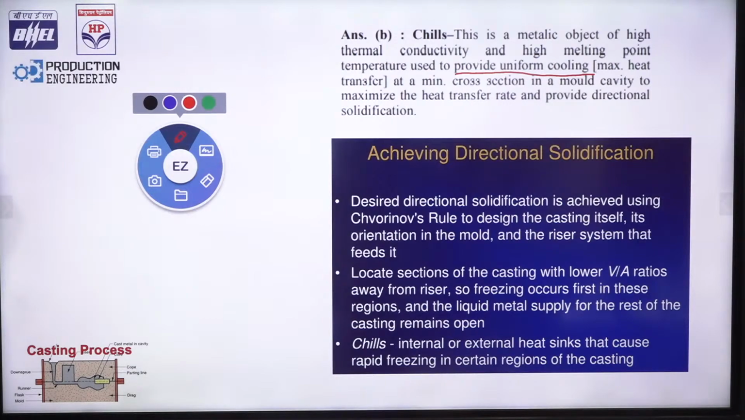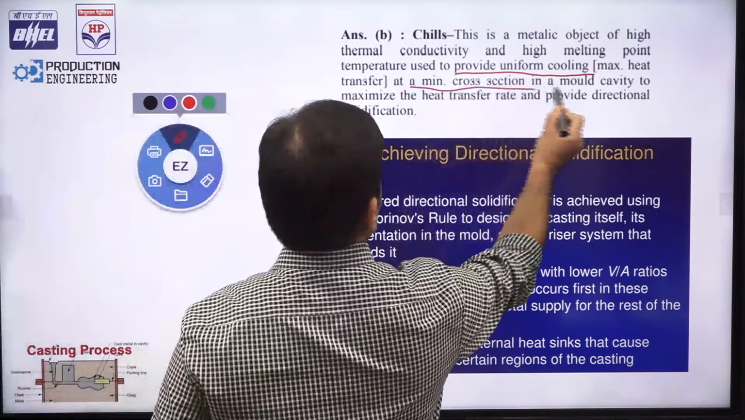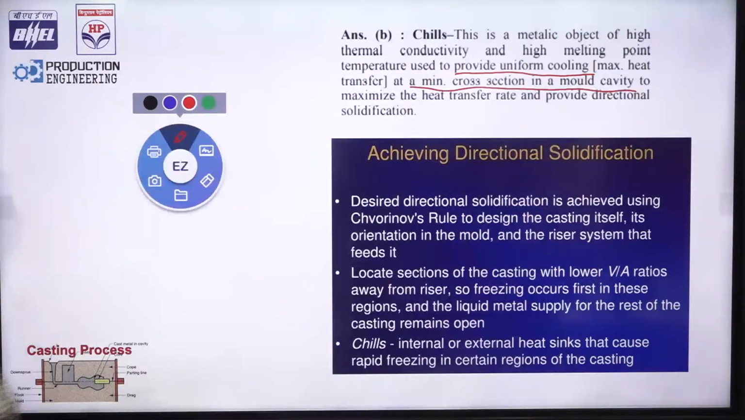So where is it provided? Where the cross section in the mold cavity is minimum. You provide the chill where the cross section is minimum, so that the heat transfer rate and directional solidification can be properly used. So where do you provide the chill? We provide the chill where the cross section of the mold cavity is minimum. At that point we provide the chill. That is something which is important.